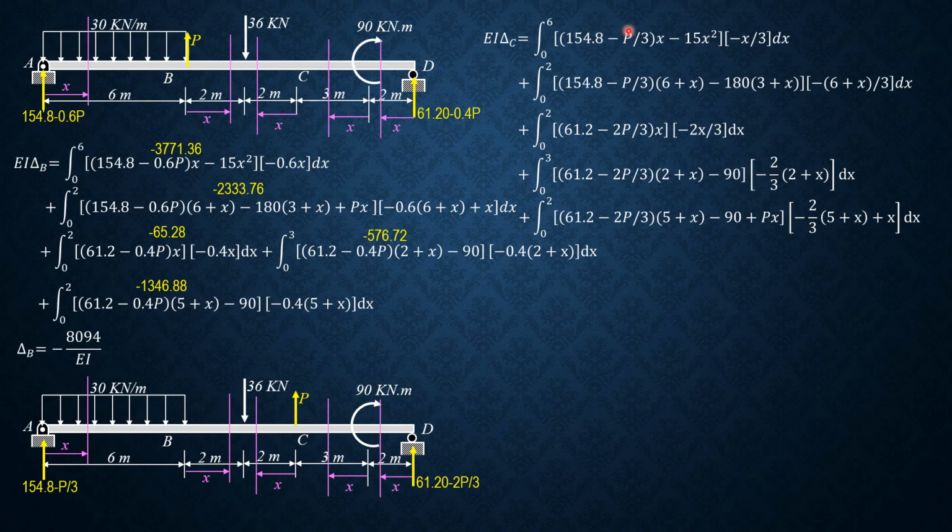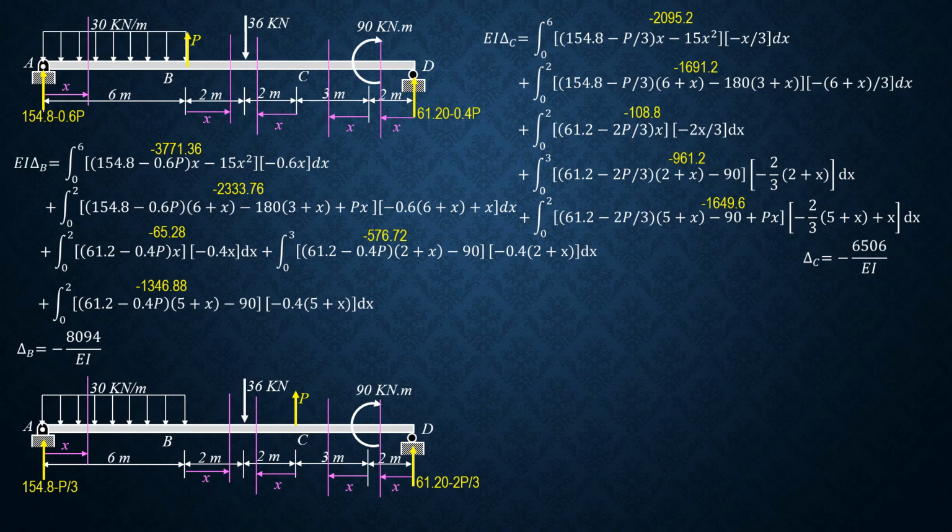So set P to 0, then the value of the integral here is negative 2095.2, just like before. Set this to 0, negative 6091.2. Set that to 0, negative 108.8. Set that to 0, integral negative 961.2. Set this to 0 and this to 0, integrate: negative 1649.6. So delta C, combining these values, equals negative 6506 over EI, just like before.